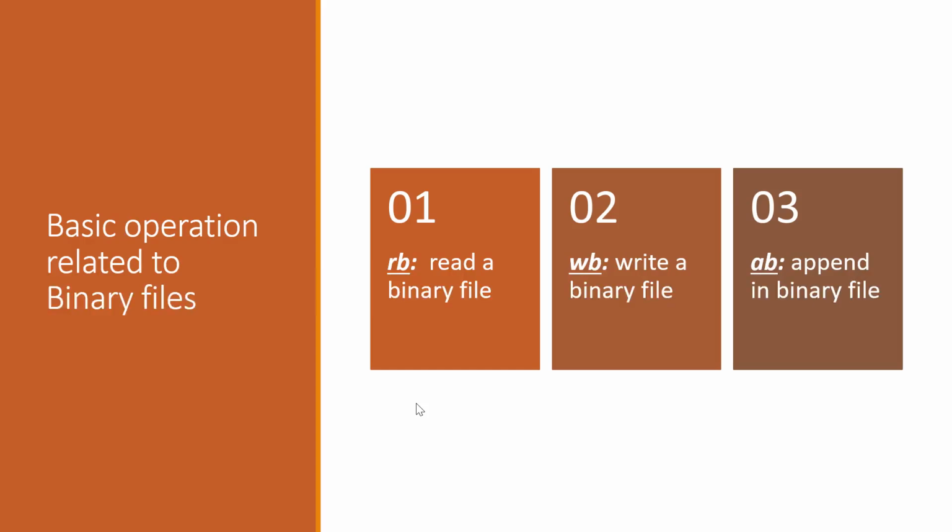Now just like text files, we utilize the open built-in function to open a file in Python, and while opening a file we need to specify the binary mode, which is represented by b, as an argument to the open function. Now here on the screen you can see the list of basic modes related to binary files in Python. So rb represents reading a binary file, wb represents writing a binary file, and ab represents appending a binary file. So these are the three basic modes related to binary files.